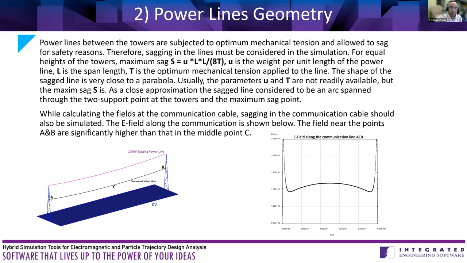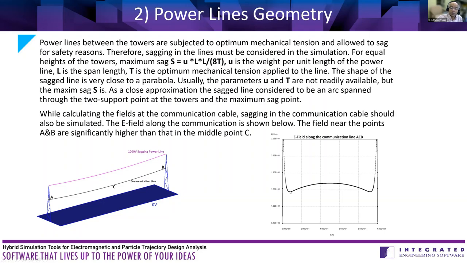Similarly, this depends upon the communication cable parameters, the same formula applies. Now, U stands for the unit weight per unit length. Similarly, the span length is the same. Of course, the tension will be different here. Similarly, the communication cable sag also, taking that into account, you simulate that. Then the field along this line is the field along the communication cable.